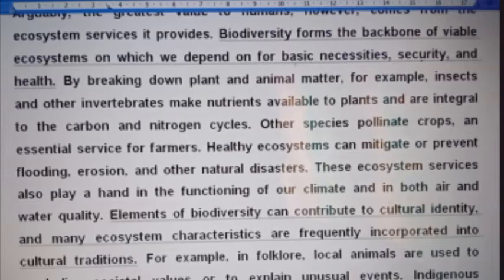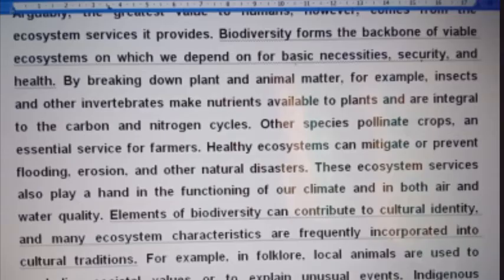Other species pollinate crops, an essential service for farmers. Healthy ecosystems can mitigate or prevent flooding, erosion, and other natural disasters. These ecosystem services also play a hand in the functioning of our climate and in both air and water quality.